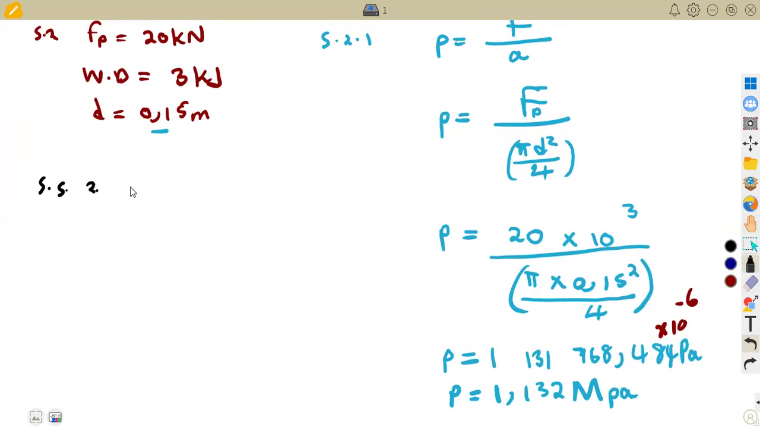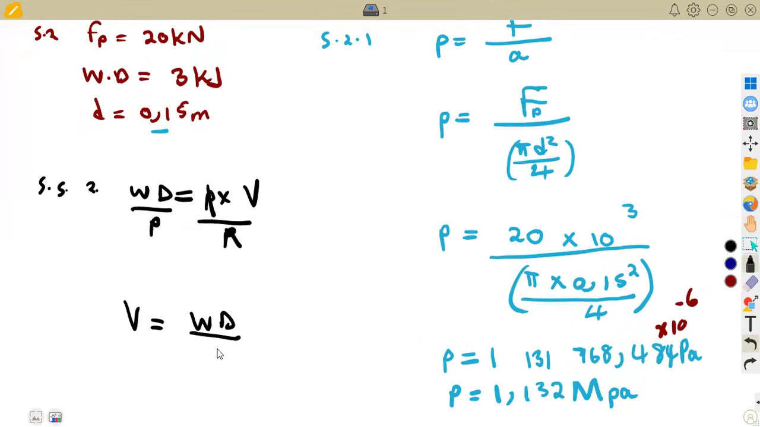Let us just calculate it here. So we said work done is equal to pressure times volume. And as we want to calculate the volume, that is this V. So how can we calculate V? We are simply going to divide by the pressure both sides. So this cancels. So therefore the volume is equal to the work done over the pressure.